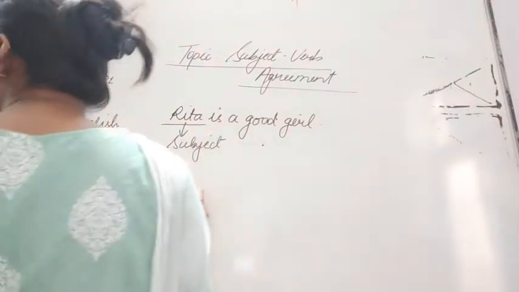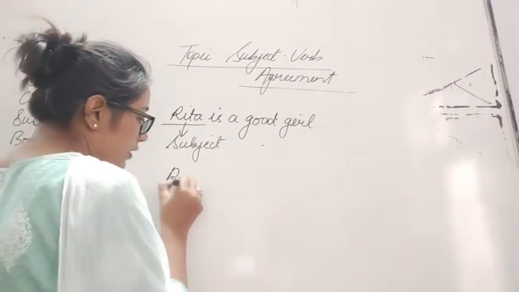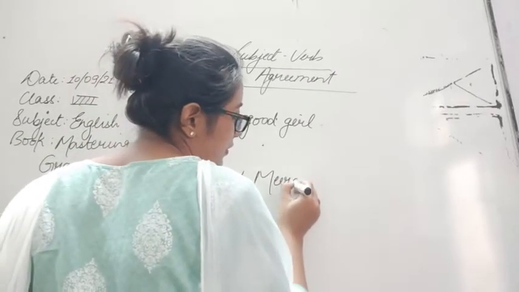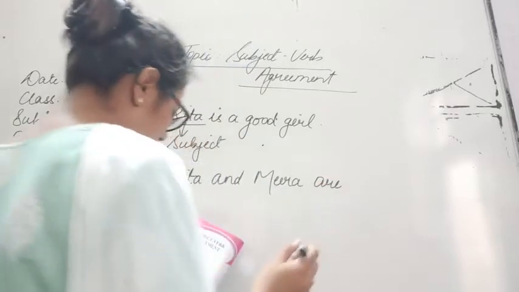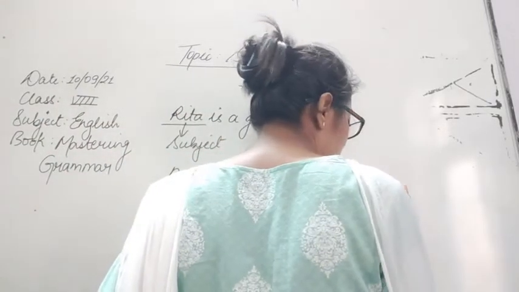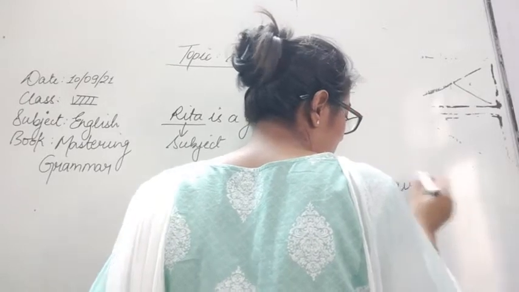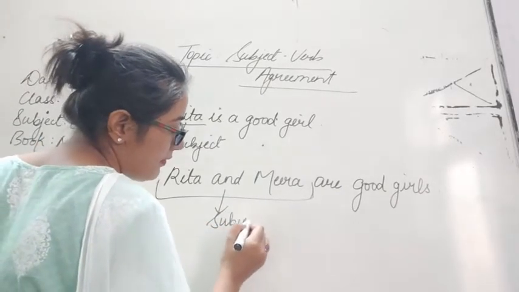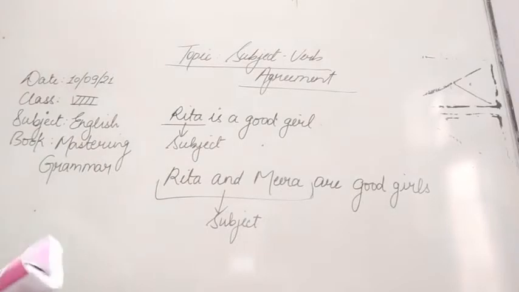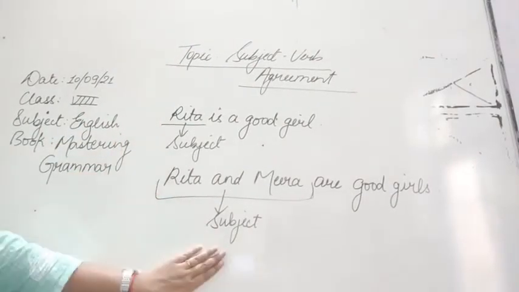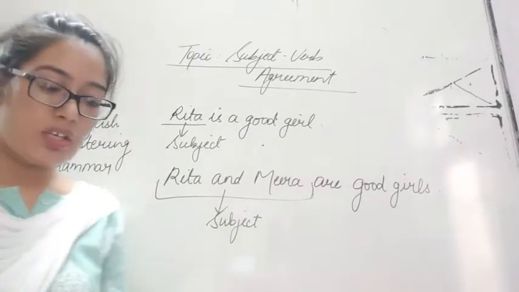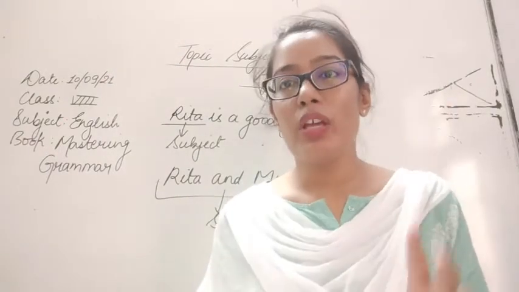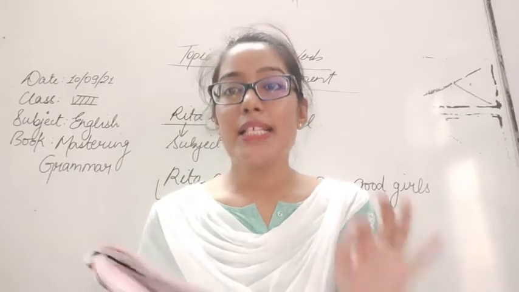If we say Rita and Meera are good girls, Rita and Meera also become the subject of the sentence. Am I clear? Rita is a good girl: Rita is the subject. Rita and Meera are good girls: Rita and Meera become the subject. So in sentence A, Rita is the subject. It is a singular noun. We are talking about one particular person, so it is a singular noun.